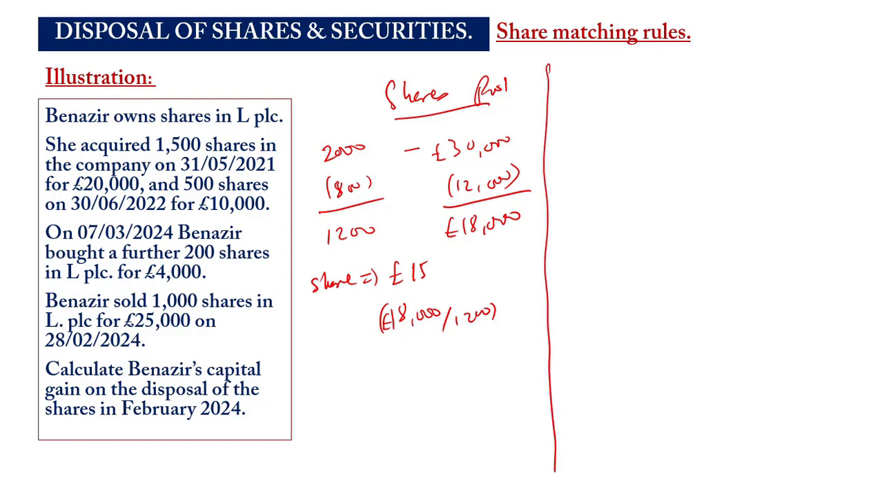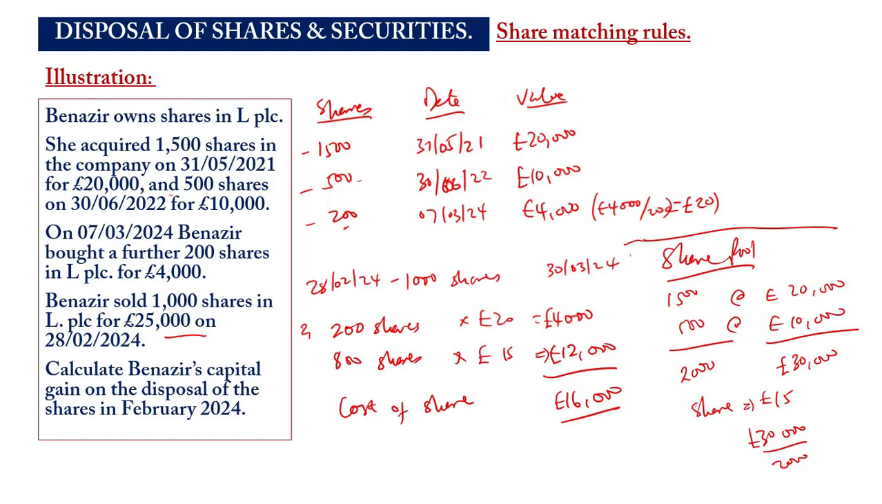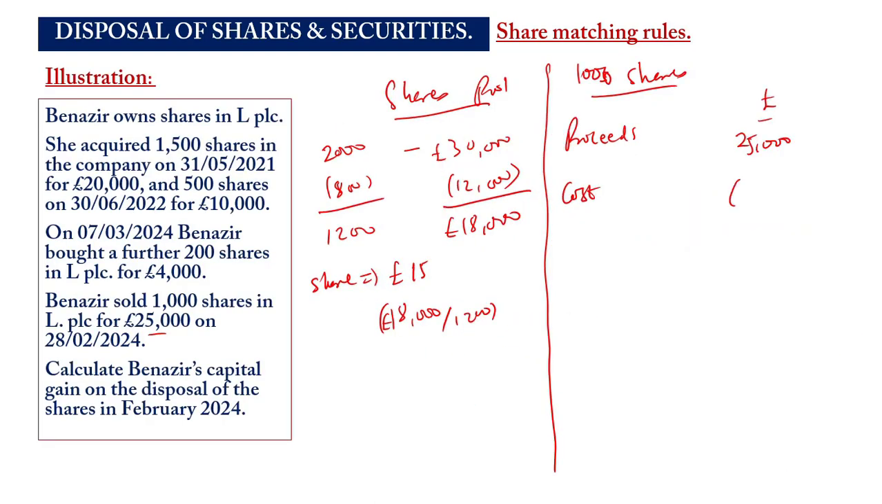So we are asked to calculate the capital gain on the disposal. For the 1,000 shares that were disposed of, the proceeds: the 1,000 shares were sold at 25,000 pounds. So we have 25,000 pounds. Then the cost, as we saw, is 16,000 pounds. So the gain gives us 9,000 pounds.